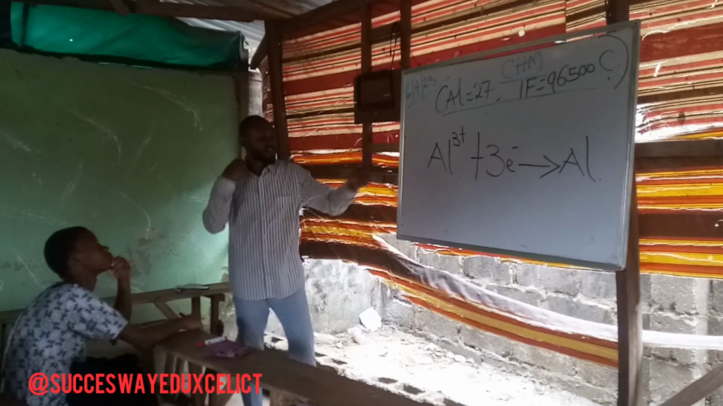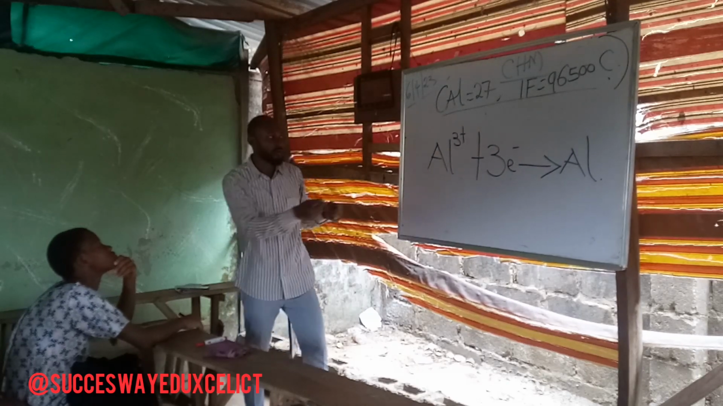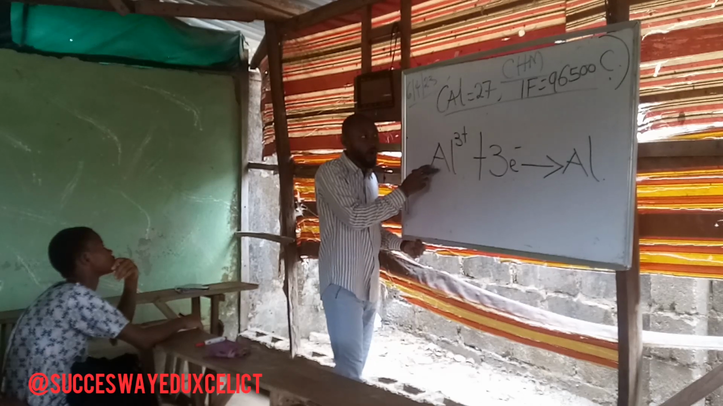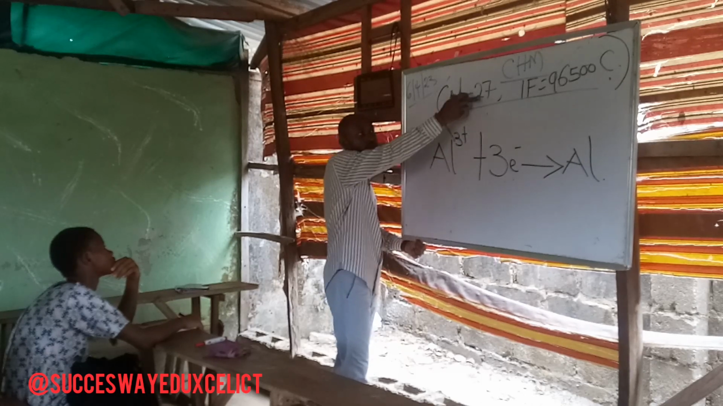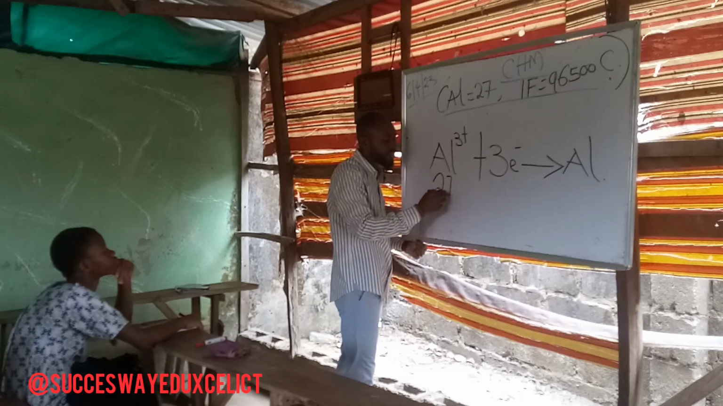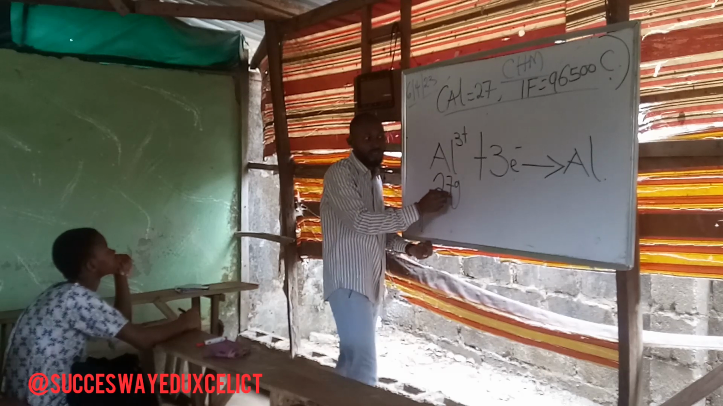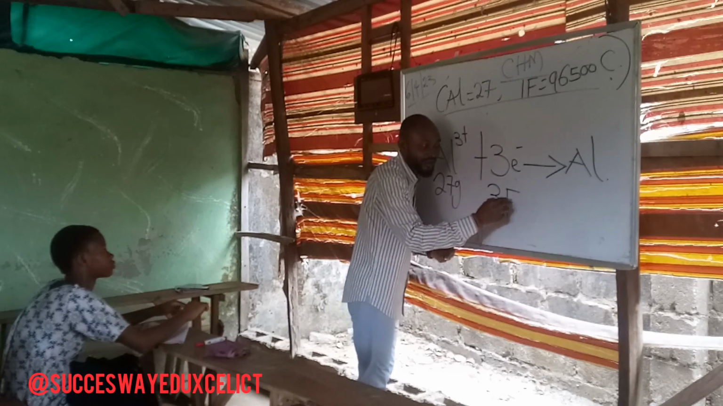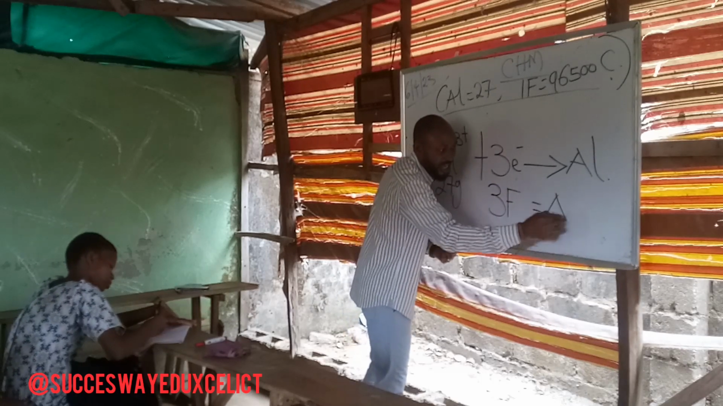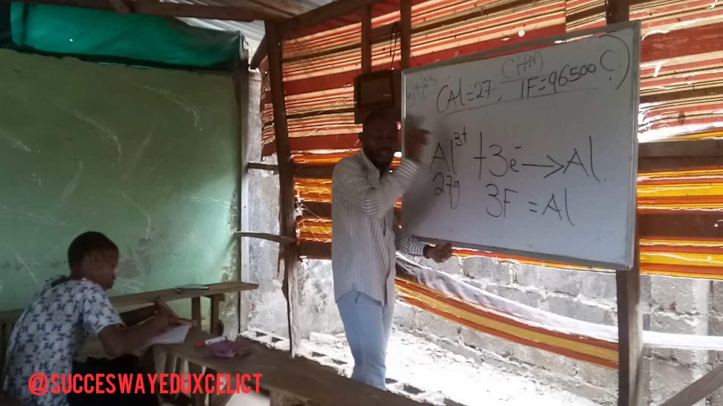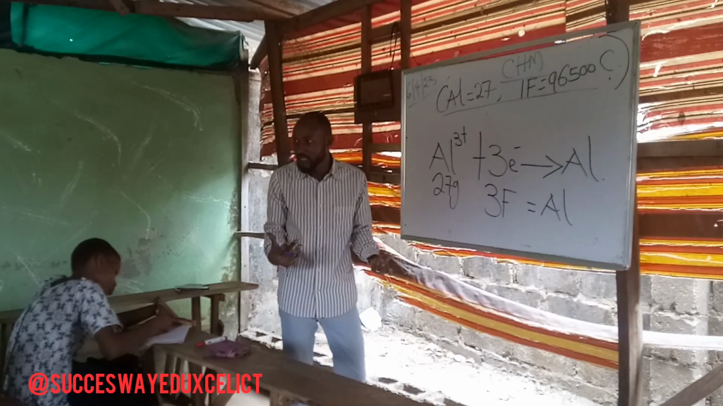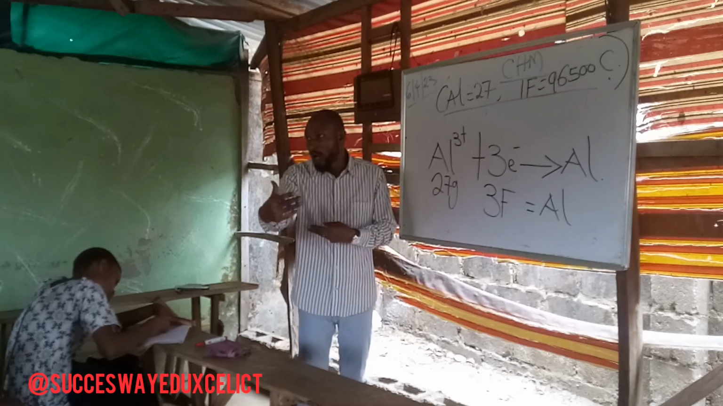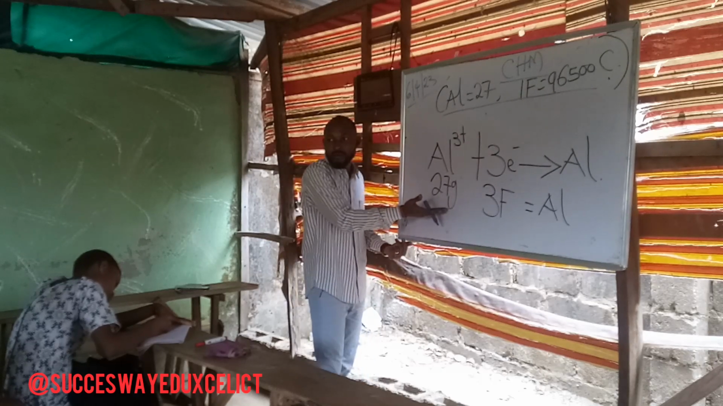From here, what this translates into is this. What is the mass of aluminium? 27. That means 27 grams of aluminium is going to be giving away 3 Faraday to become metallic aluminium. 3 electrons. 1 electron represents 1 Faraday in this case. 2 electrons, 2 Faraday. 3 electrons, 3 Faraday, and so on.